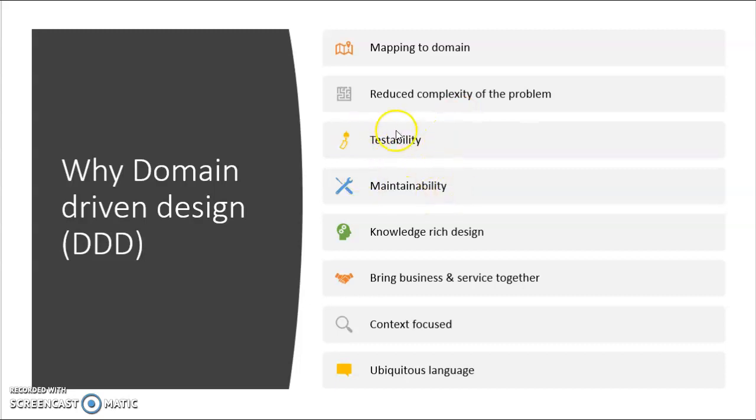Then testability and maintainability. As we have seen, after using domain driven design to design our microservices architecture, we will have a number of small microservices which are independent of each other. So it really helps us with the testing as well as the maintenance of those microservices. Then knowledge rich design, and bring business and services together. As we have already seen, using domain driven design, we are not focusing only on the implementation, but we are trying to understand the business first, and then we decide how to implement it. Then context focus and ubiquitous language. We have already seen this terminology when we discussed strategic design.